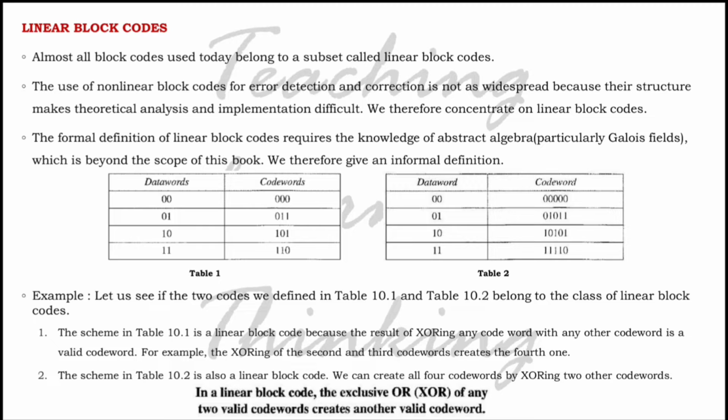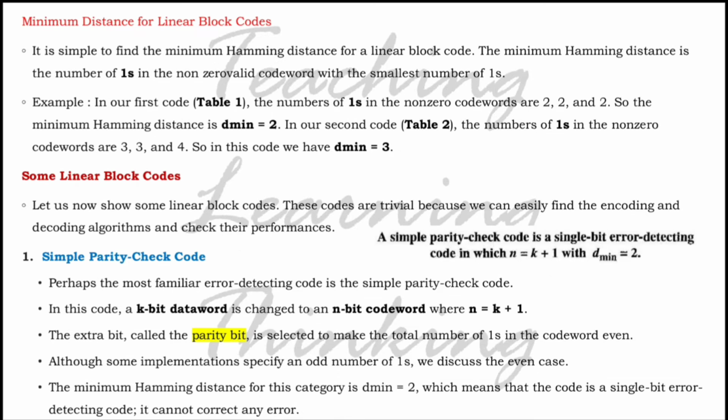So we can see the dmin, the minimum Hamming distance of the linear block code, for table 1 is 2 and for table 2 it is 3. Now let us show some linear block codes. These codes are trivial because we can easily find the encoding and decoding algorithm for checking their performance. A simple parity check code is a single bit error detecting code in which n equals k plus 1 with dmin equal to 2.